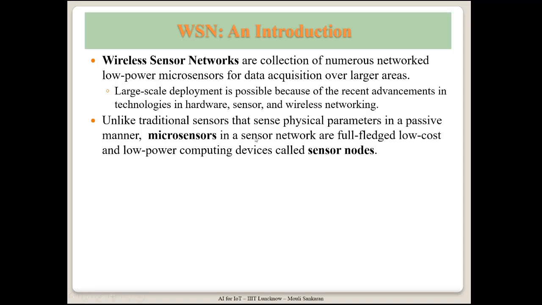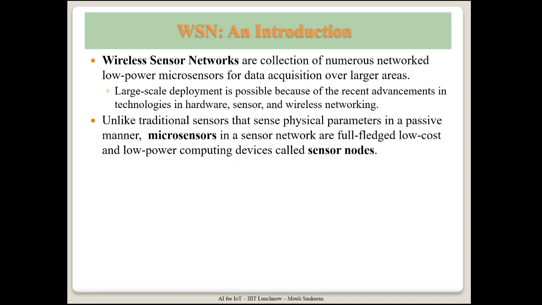Now, unlike traditional sensors, these microsensors not only sense the environment or find out the values they are measuring, they are also part of the network. It's not a dumb sensor like a temperature sensor or a pressure sensor. These sensors are intelligent sensors which participate in the network. So they have sensing abilities. Maybe one or many sensing devices will be there, but they also participate in the networking, and they do some processing also. So they are intelligent low power computing devices which are called sensor nodes.